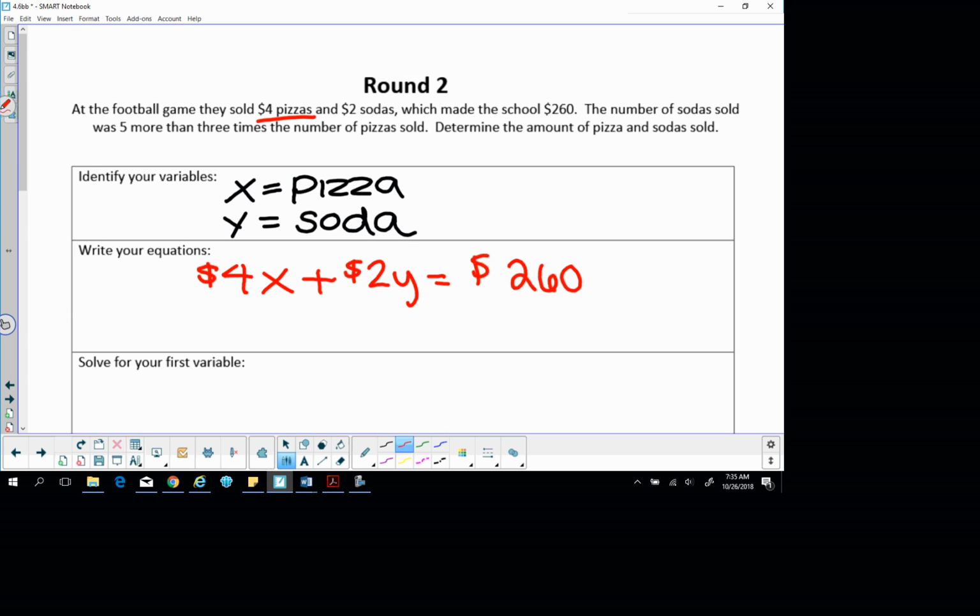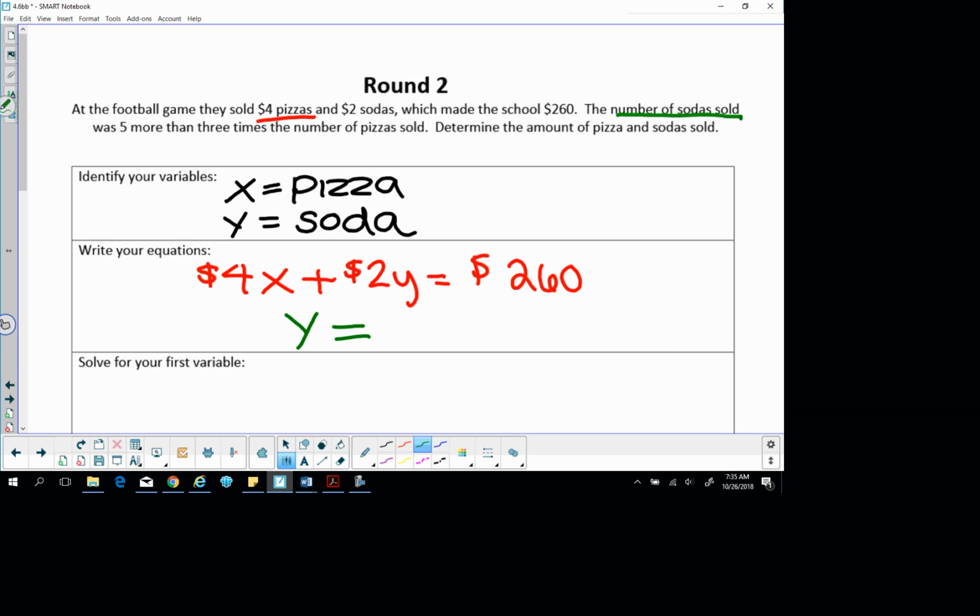Now, the second one is if total goes with total. It's almost like a substitution. We got to read what's making sense here. And so it says the number of sodas sold. So I know when they're saying the number of sodas, what letter am I looking at? Which one sodas? Y, right? And so I know the number of sodas sold was or is. What is or was? What sign does that mean? Equals, right? Like if you are 15 years old, you equal 15.